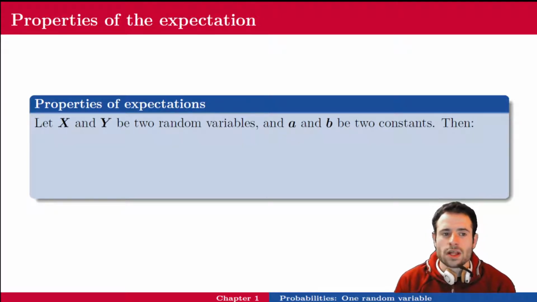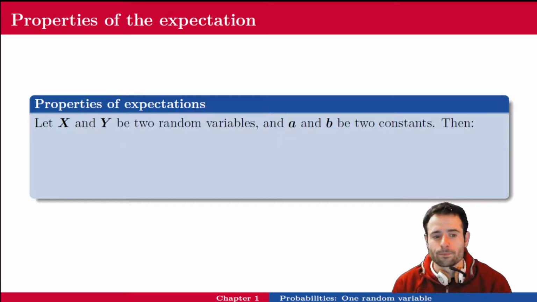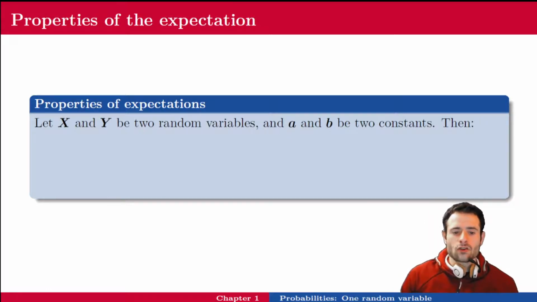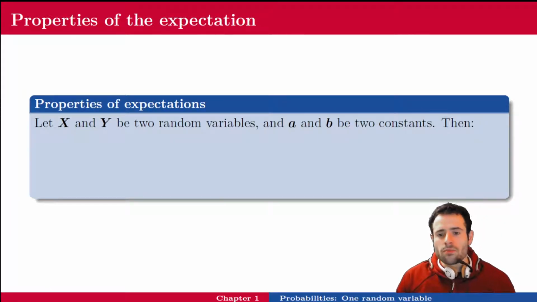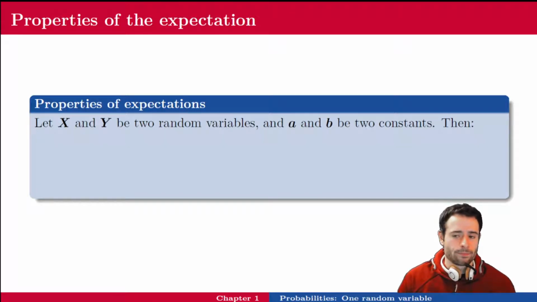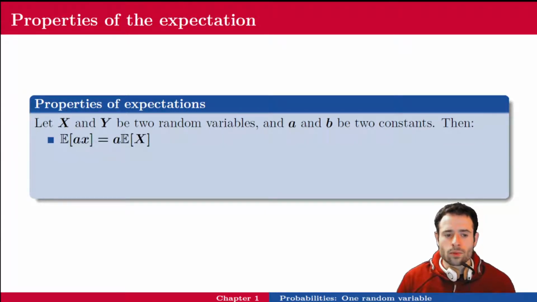Quickly, let's talk about the properties of the expectation. Let's take two random variables, X and Y. They can be discrete, continuous, it doesn't matter. And let's take two constants, a and b. Then we have the following properties. If I multiply my random variable X, that should actually be a big X, my bad, by a number a, on average, it is equal to simply multiplying the average of X by this number a.